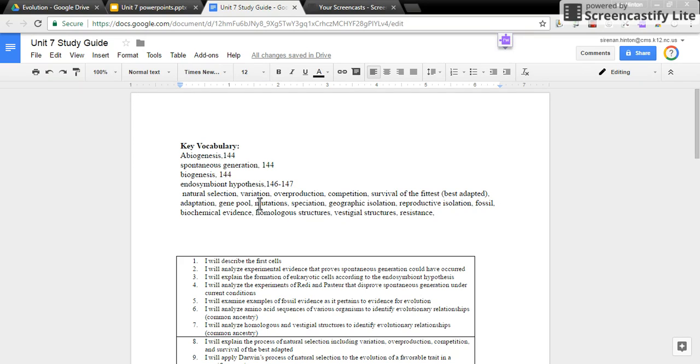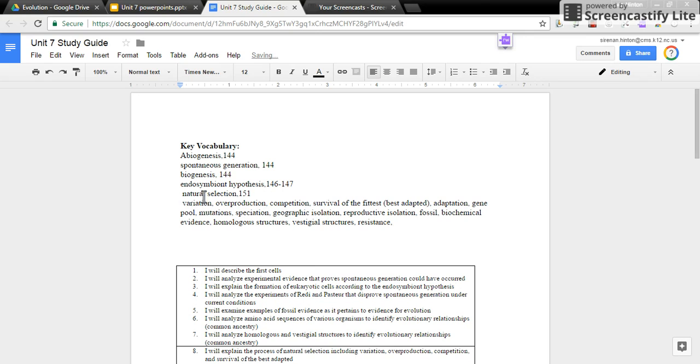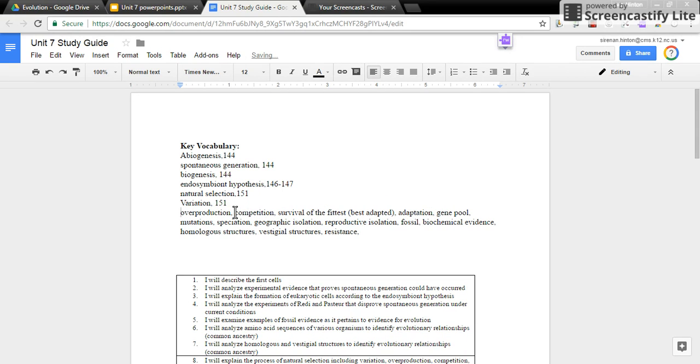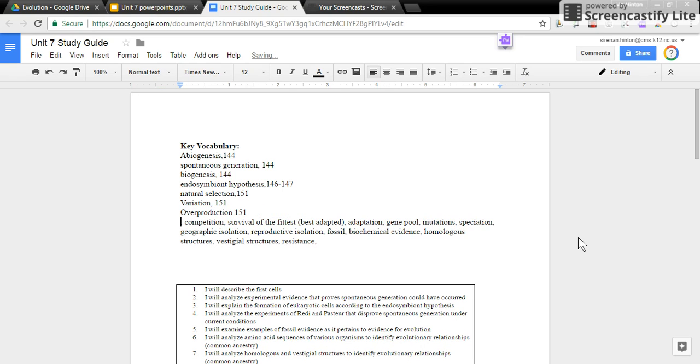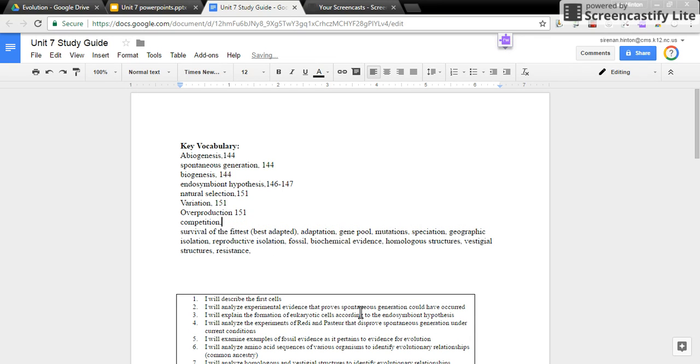Natural selection. Natural selection is on page 151. Natural selection is the belief that individuals that have the best traits or the best adaptations will be able to survive and reproduce and pass their traits on to their offspring. Overproduction is also on page 151. Overproduction is saying that organisms will produce more offspring than can survive.